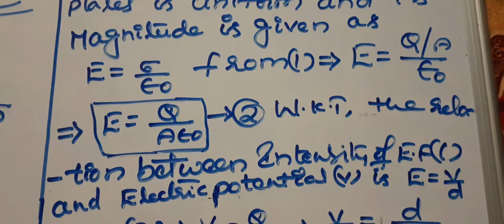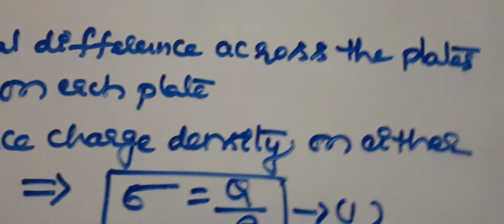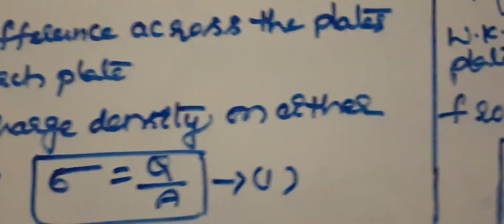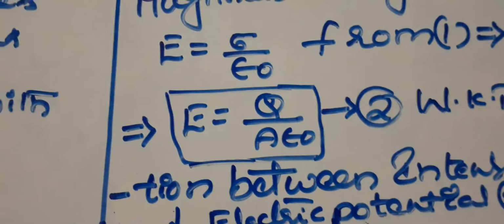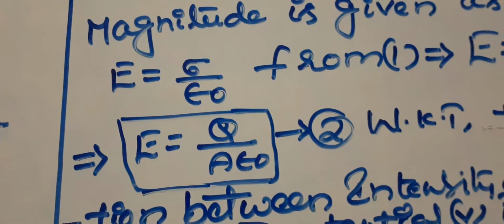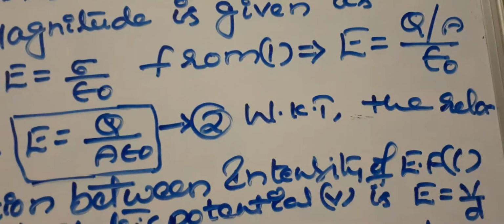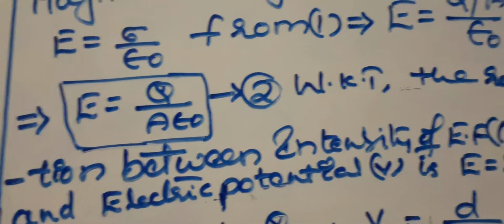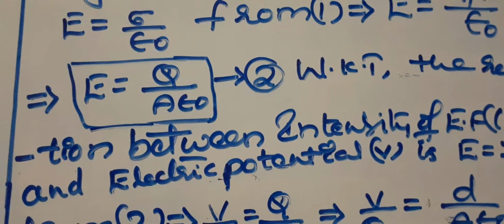From equation 1, sigma is Q by A. So equation 1 is substituted in the formula E equals sigma by epsilon naught. Then we get, students, E equals Q by A epsilon naught, equation 2.